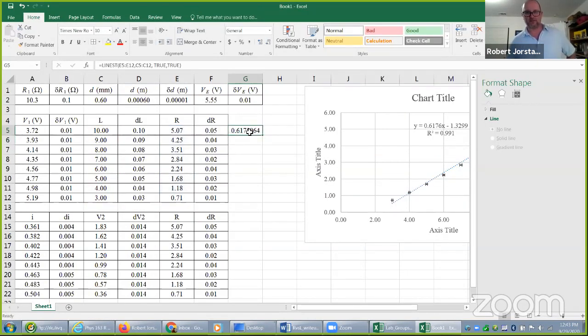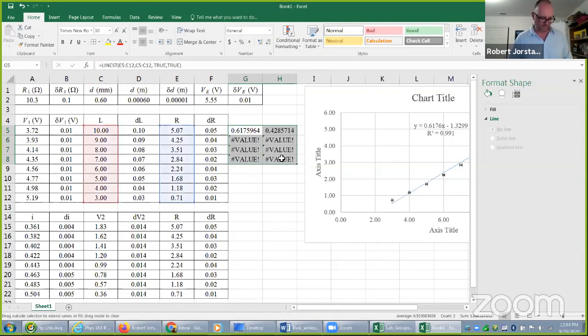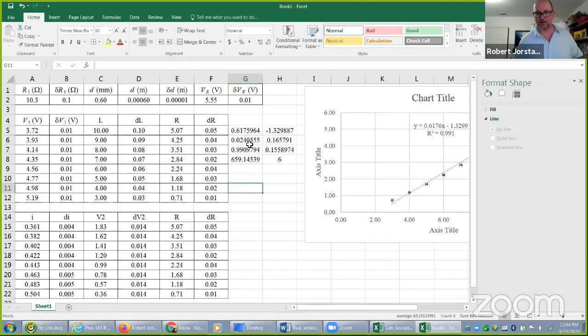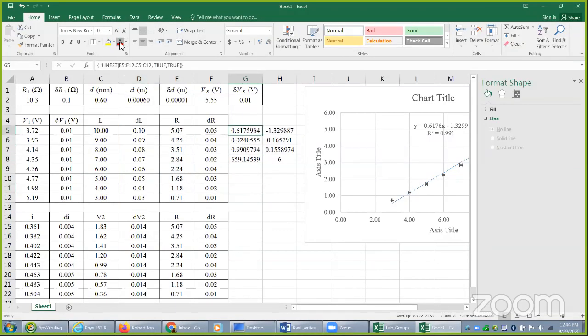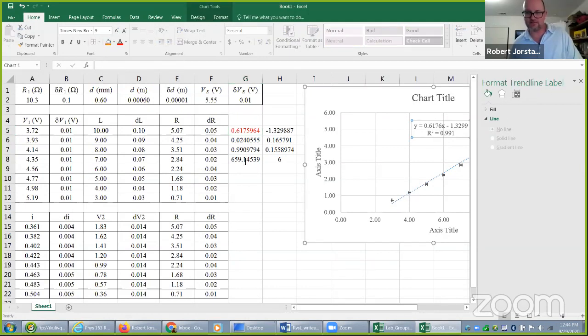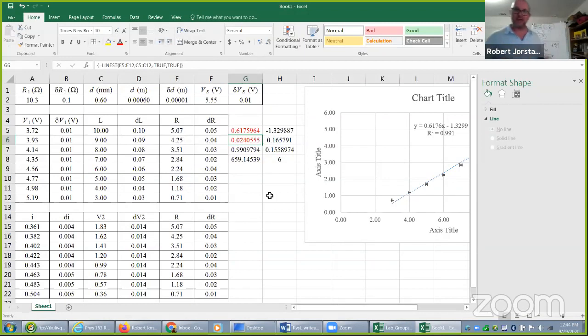And then what do you have to do here? You have to slide this over and then slide this down. And then I think you hit F2, Control Shift Enter. Yeesh, that's a lot to remember. But what is this? This right here is the slope. See it? This number right beneath it is the error in the slope. And so if you need the error in the slope for doing your calculation for resistivity, you've got it. Is that making some sense? I don't know if it does, but I'm going to leave that.